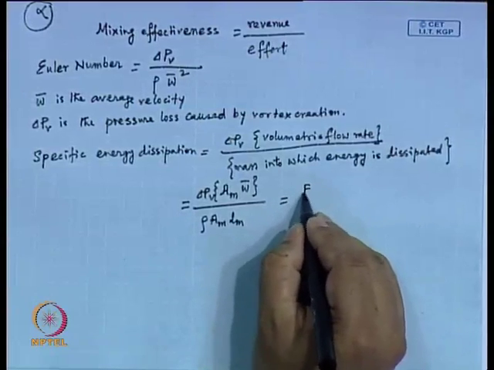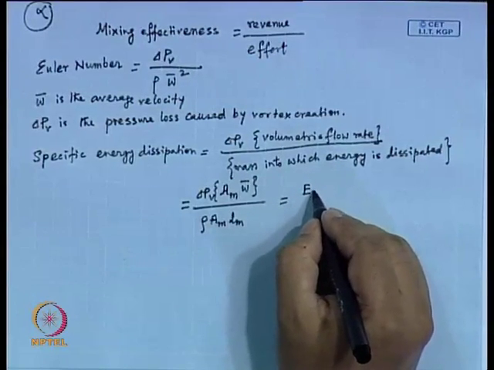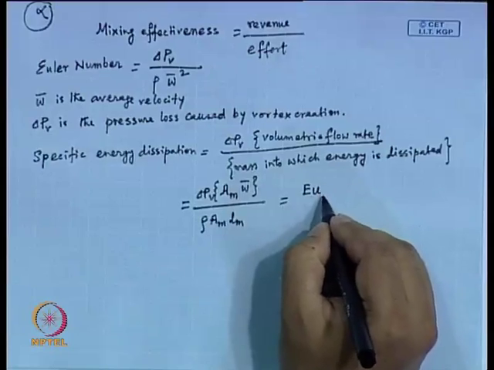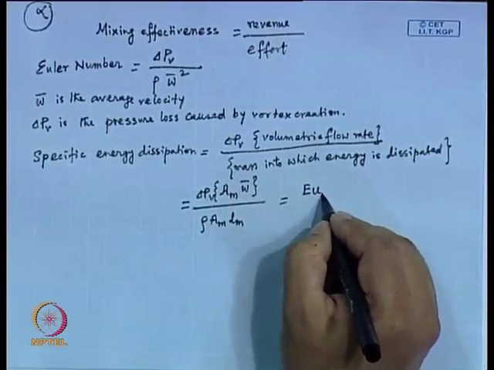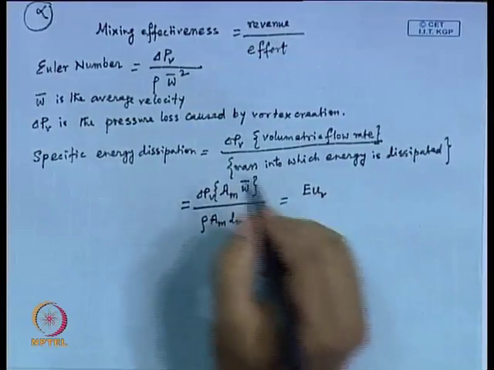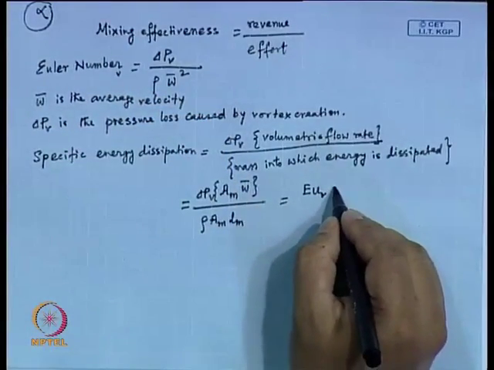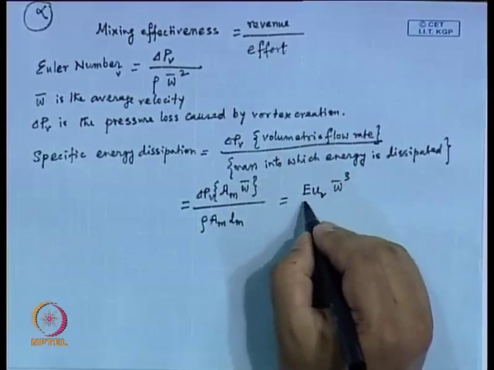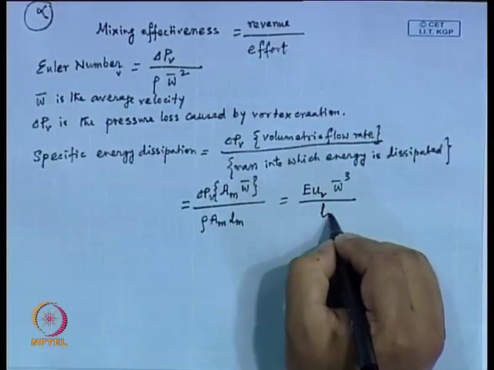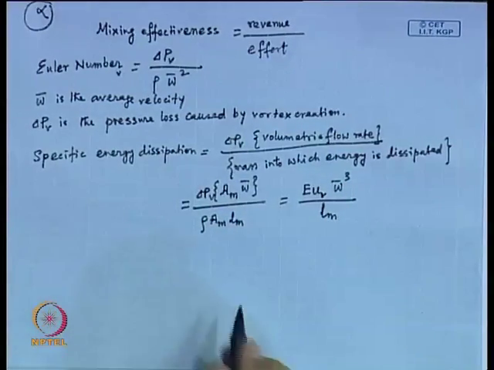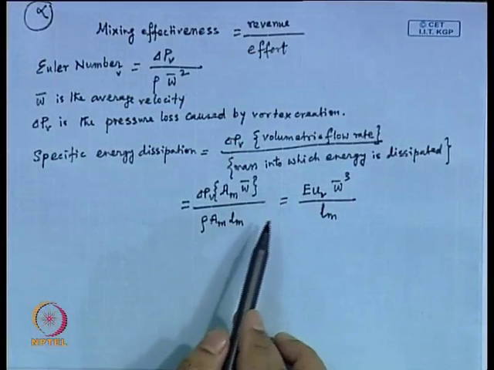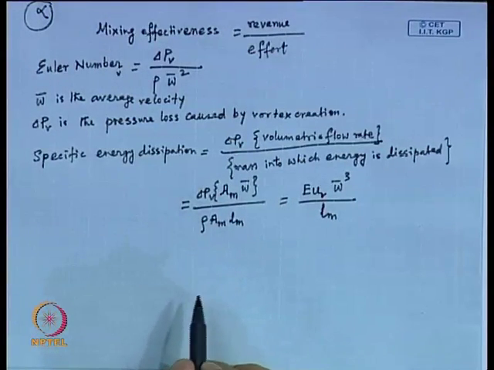So this comes to be equal to Eu_V, the Euler number associated with the vortex, times W bar cube divided by L_m. This is the specific energy dissipation, the amount of energy that is getting dissipated in this context.